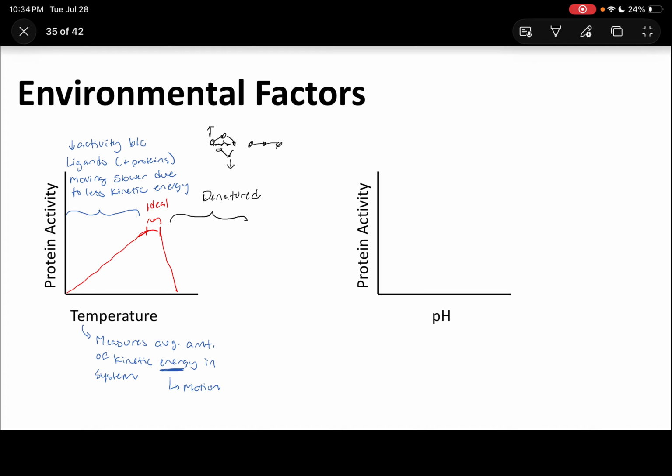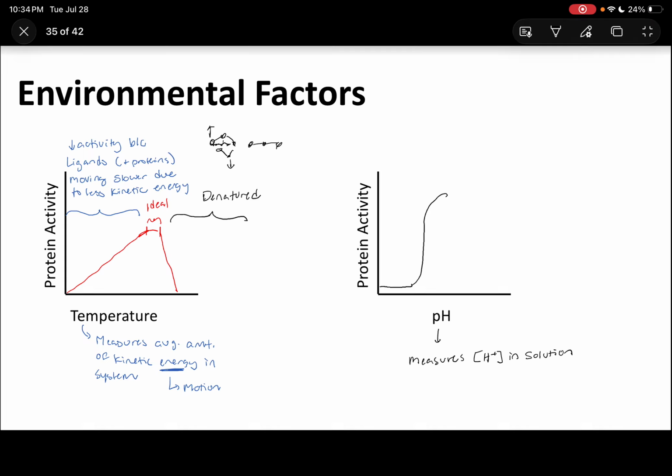Another factor that can readily affect protein activity is pH. So we need to remember that pH is ultimately a measure of the hydrogen ion concentration in a solution. When we have lower pHs, we have higher concentrations of hydrogen ions. And when we have higher pHs, we have lower concentrations of hydrogen ions, but we have a greater amount of hydroxide ions. Typically what we find for proteins is that they have sort of a sweet spot.